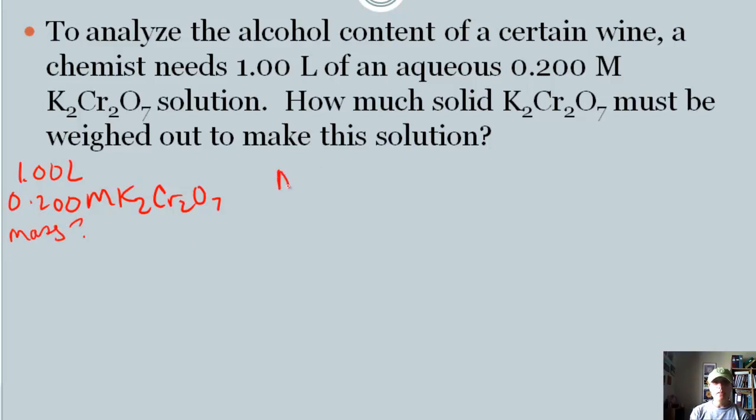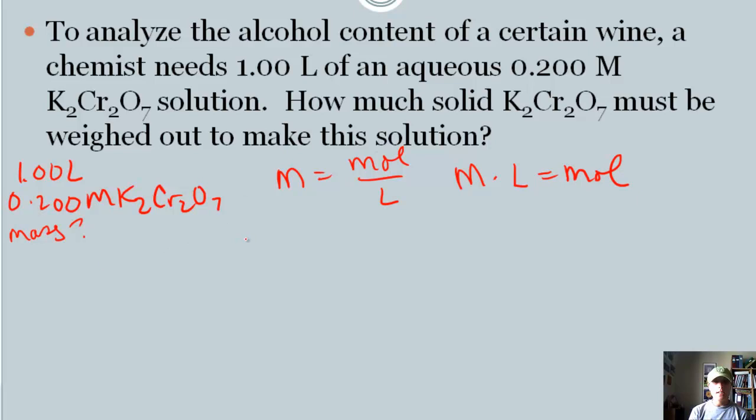Well, I have a molarity, so molarity equals moles per liter. I'm going to get mass from moles. So basically, I'm looking for moles first, then I'm going to mass. So molarity times liter equals moles. That's kind of the opposite of the problem that we just did.